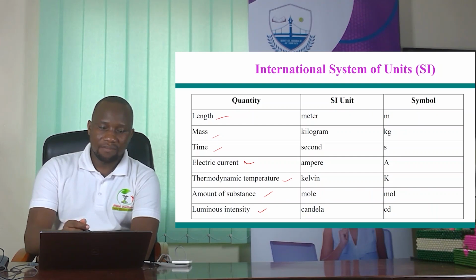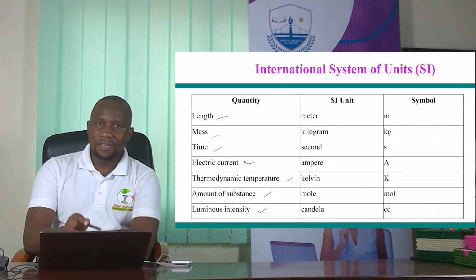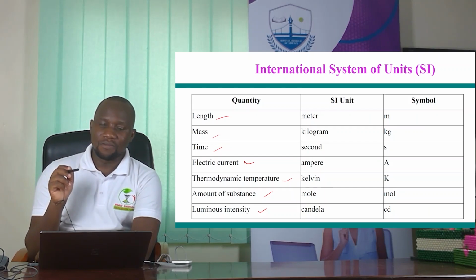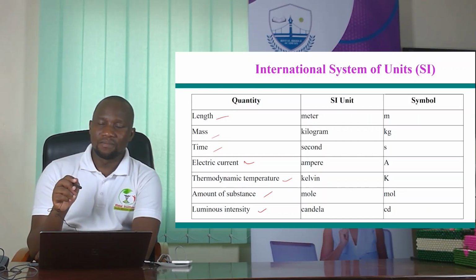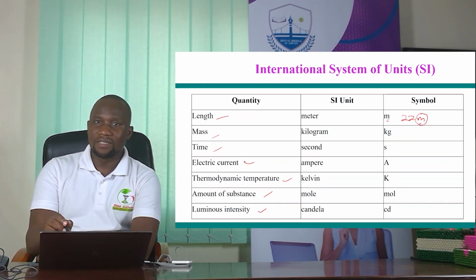These are the 7 quantities, and these are their units. Meter is for length, kilogram is for mass, second is for time, ampere is for electric current, mole is for amount of substance, and candela is for luminous intensity. In science, we may not always write 22 kilometers or 22 meters. We may just say 22 m. This is a small m. It is very important for you to know it. If you always put this, someone will know that this m is meters. A scientist will always know that.